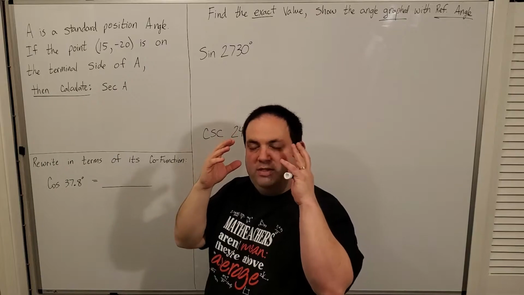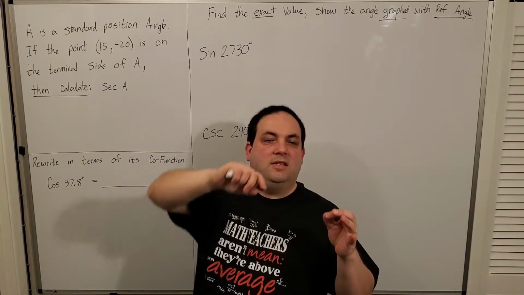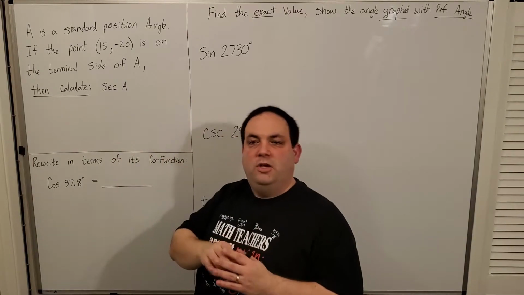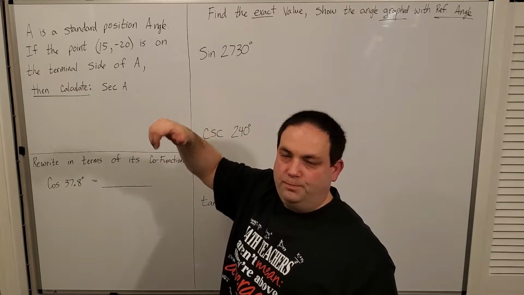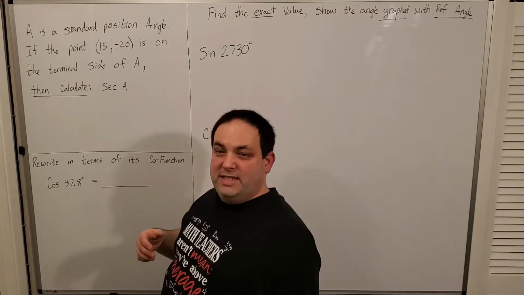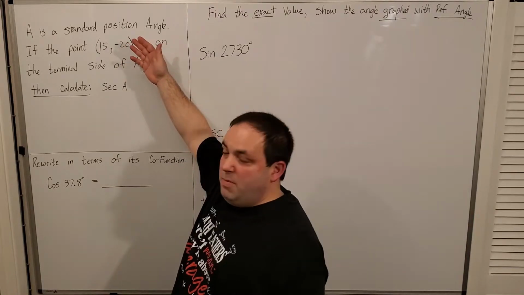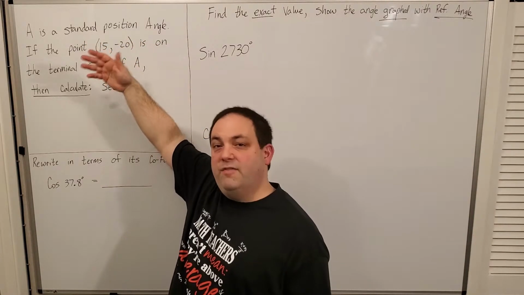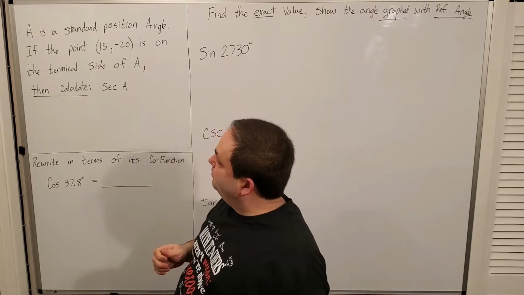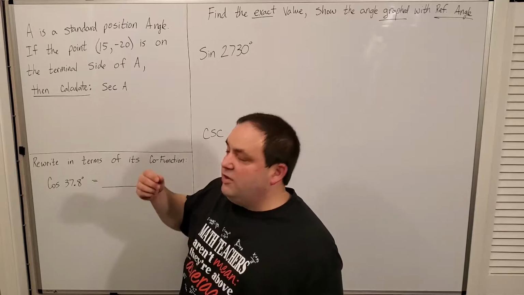Knowing that standard position means an angle that's starting on the positive x-axis and rotating counterclockwise according to the right-hand rule, if it's positive, right? And then clockwise if it's negative. But A is a standard position angle, meaning if they don't say it's a negative angle, they mean it's a positive angle. Okay?